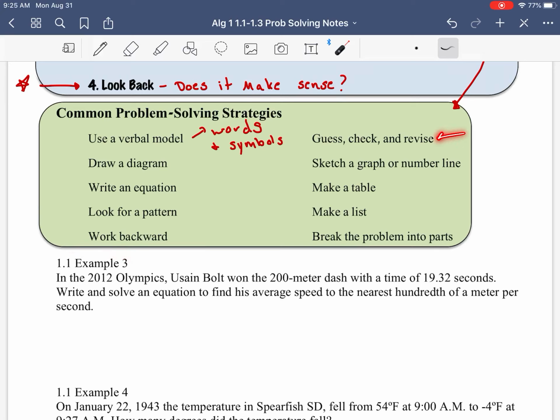Guess, check, and revise. This tends to be the most popular for a lot of people. They just guess an answer, see if it works. Sketching a graph or a number line can be helpful. That's useful when you're talking about temperature or depth, going up and down on a number line. Making a table or a list, or breaking the problem into smaller parts and solving each of those themselves. Okay, so I think the best way is to just jump in and practice some.